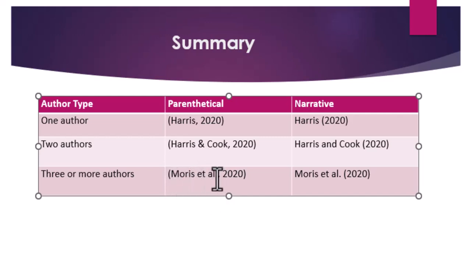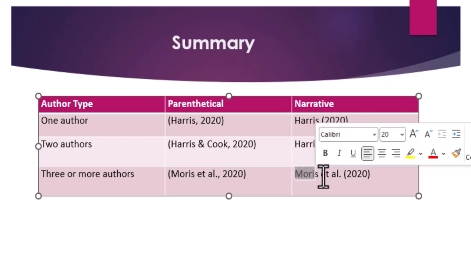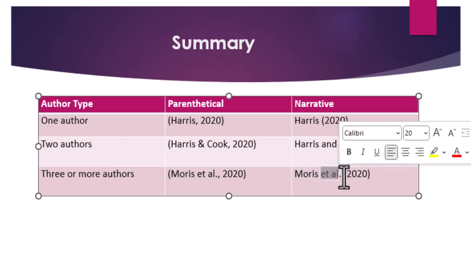But in the case of a narrative citation, we use "et al." Remember, here we don't put in a comma. We use the surname, we put "et al.", meaning "and others", then we put the year in brackets.